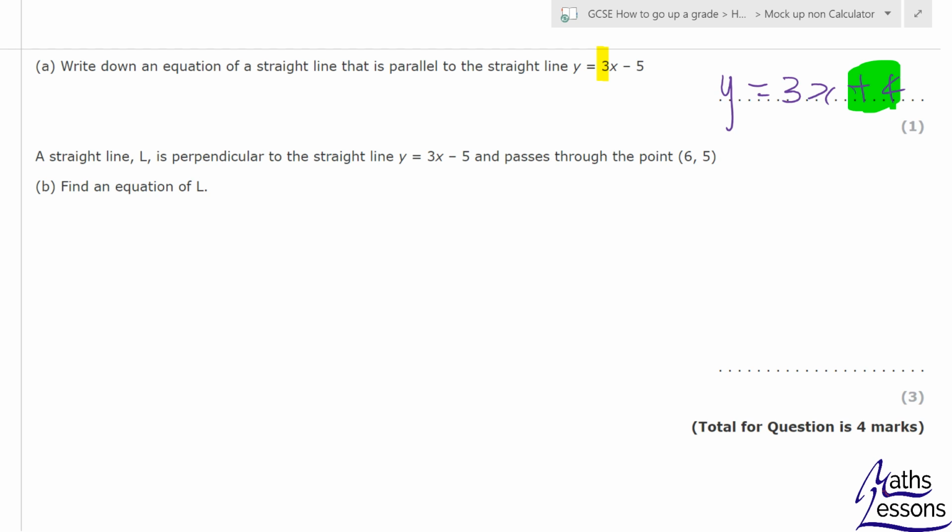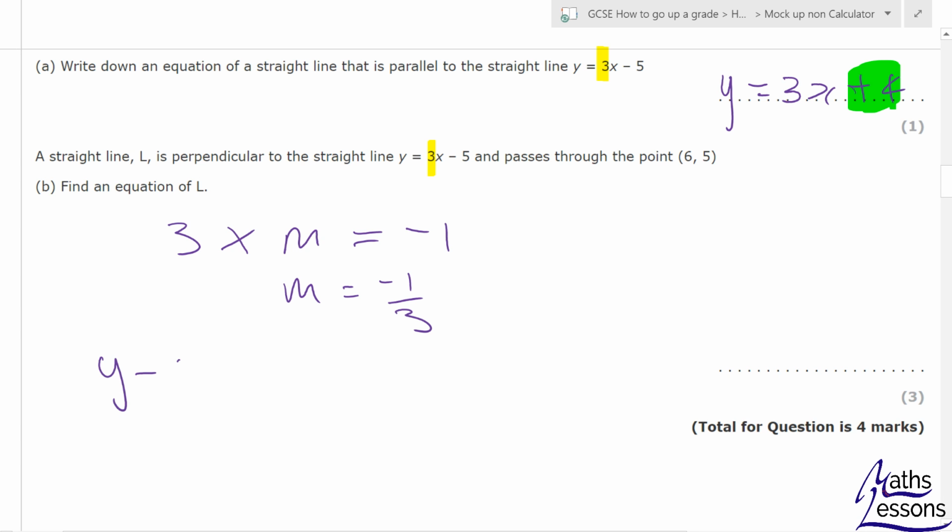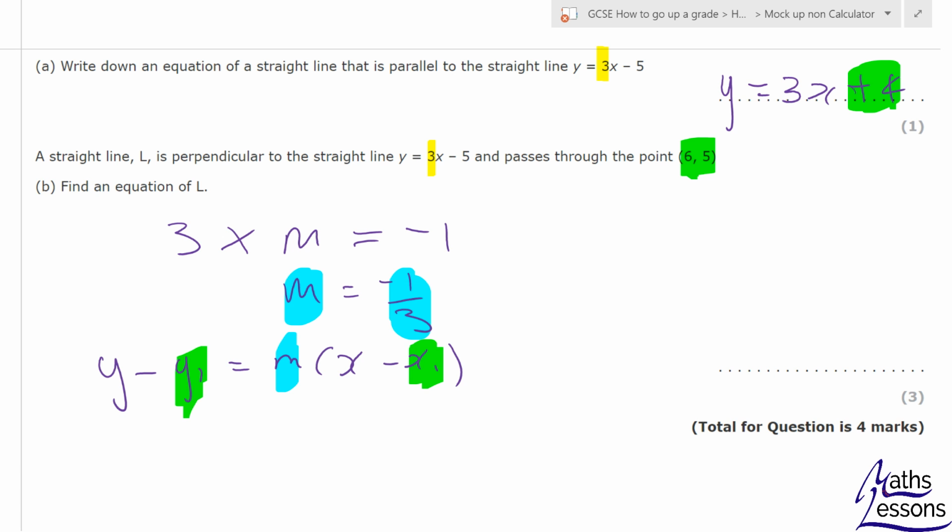Now we want to find a line that's perpendicular to this straight line and goes through the point (6, 5). To be perpendicular, we know that the gradient 3 times the gradient of our new line must be equal to minus 1. So the gradient will equal minus 1 over the gradient of our old line. Now the best way to do this is y minus y1 equals m times (x minus x1), where y1 and x1 are points on the line, so the point (6, 5), and the gradient is obviously m. That's the best formula for doing this.